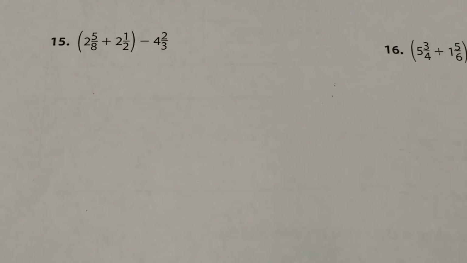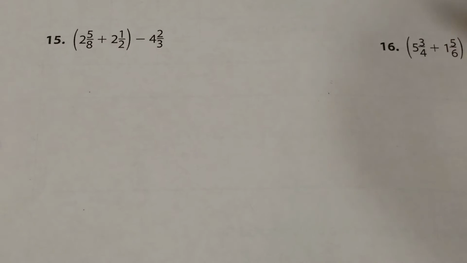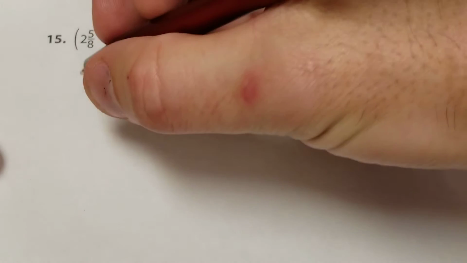All right, so today we're doing order of operations within mixed numbers with unlike denominators. So we have to follow the rules of order of operations first. With our first one, we have 2 5/8 plus 2 1/2 in parentheses. We have to do the parentheses first.